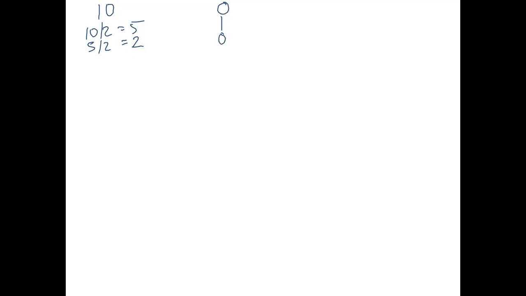And then 2 divided by 2 is 1, which gives me 1. Now if I read this backwards, in reverse, I have the binary representation of 10. So let's do 11. So 11 is odd, gives me a 1. 11 divided by 2 is 5. That's odd. 5 divided by 2 is 2. It's even. 2 divided by 2 is 1. That's odd. Read it backwards. 1, 0, 1, 1. This is 11.